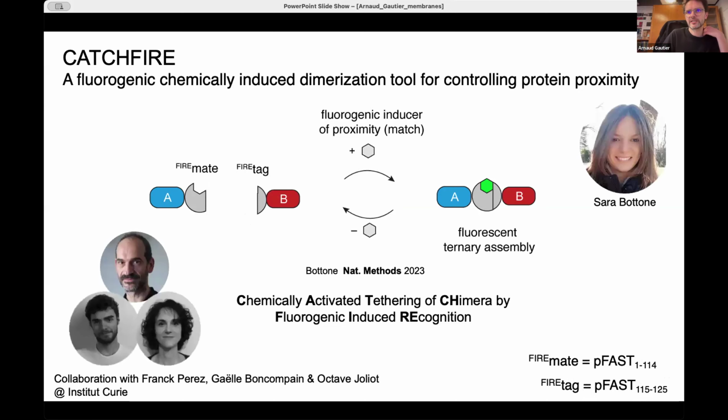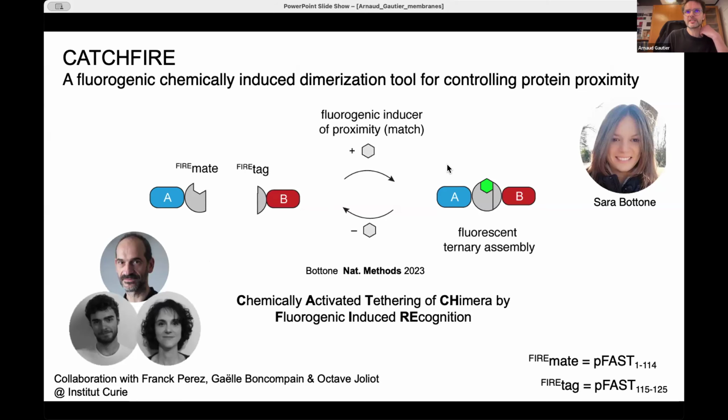So this work is the postdoctoral work of a very talented postdoc who unfortunately left the lab, Sarah Bottone, and it's a work also in very close collaboration with Franck Perez, you might know, a cell biologist at the Institut Curie in Paris.